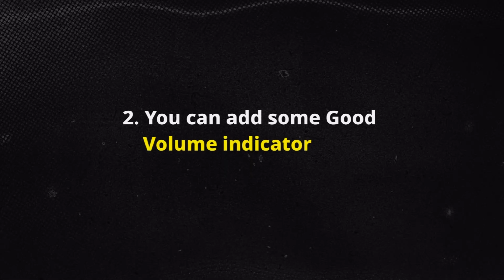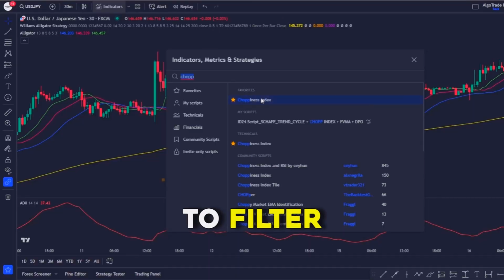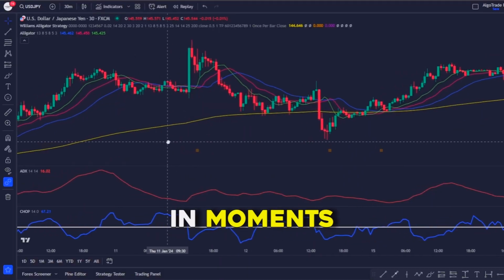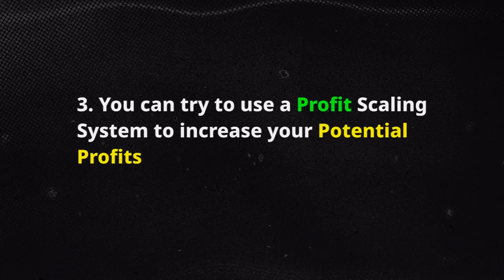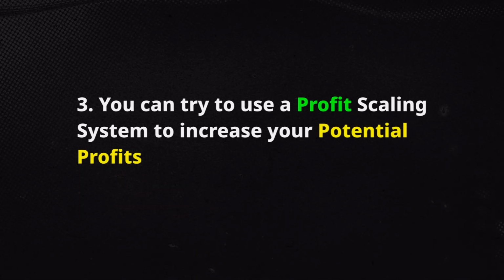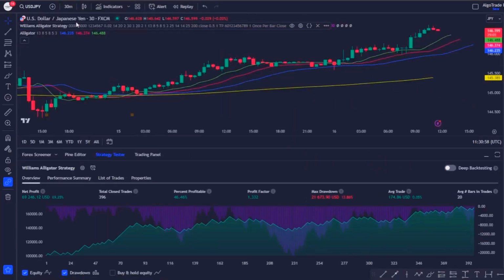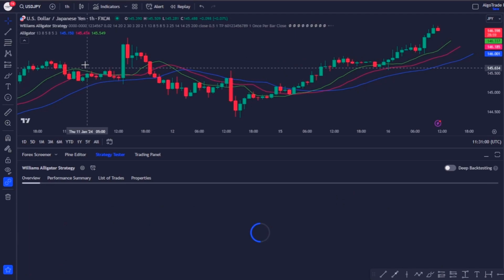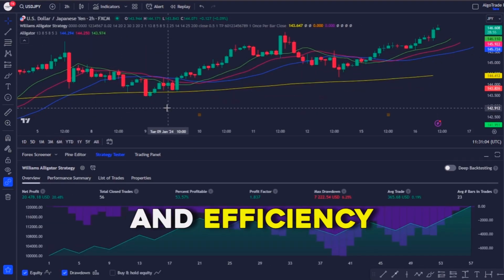Second, you can add some good volume indicator like the ADX or the choppiness index to filter some bad signals that appear in moments when the market is trading sideways. And third, you can try to use a profit scaling system to increase your potential profits by using a trailing stop loss, for example. And in addition, you should also apply the strategy to other time frames to ensure that it maintains its consistency and efficiency.